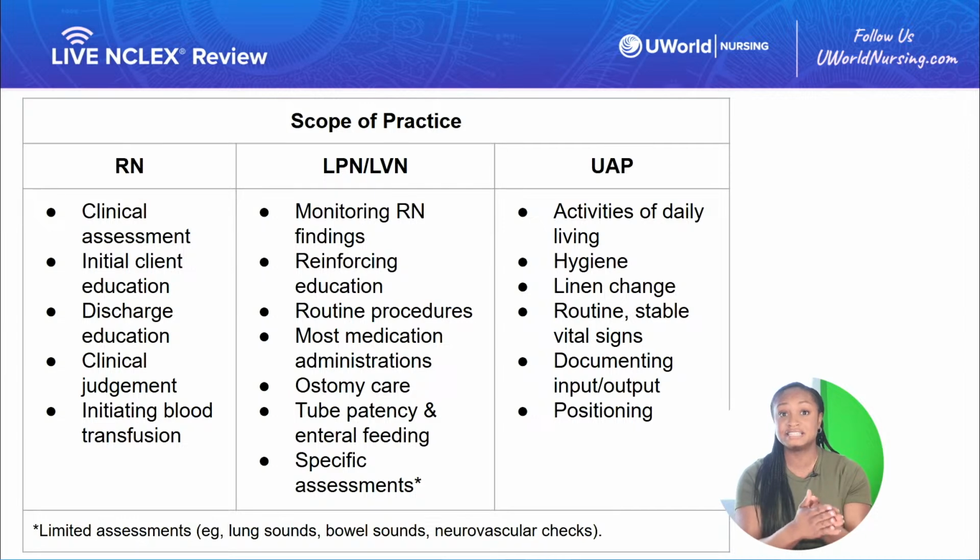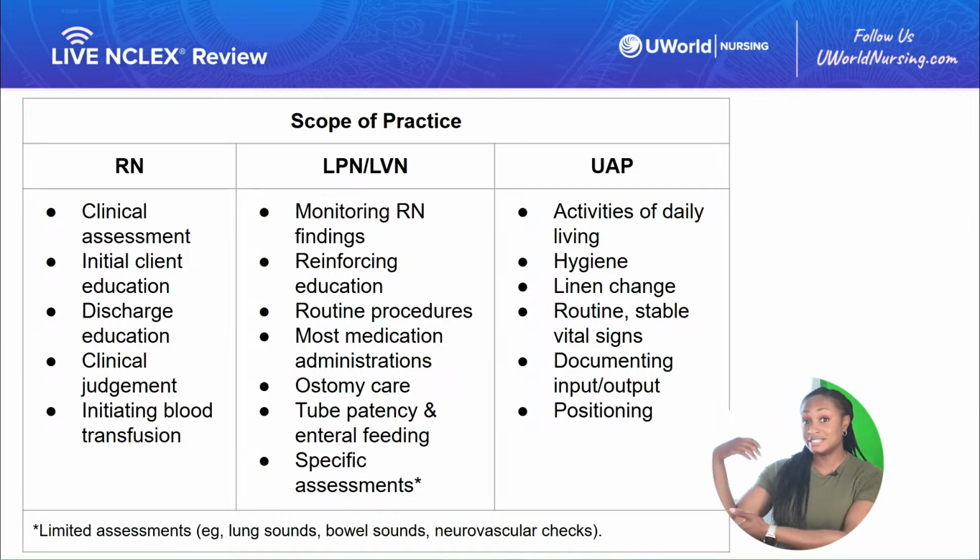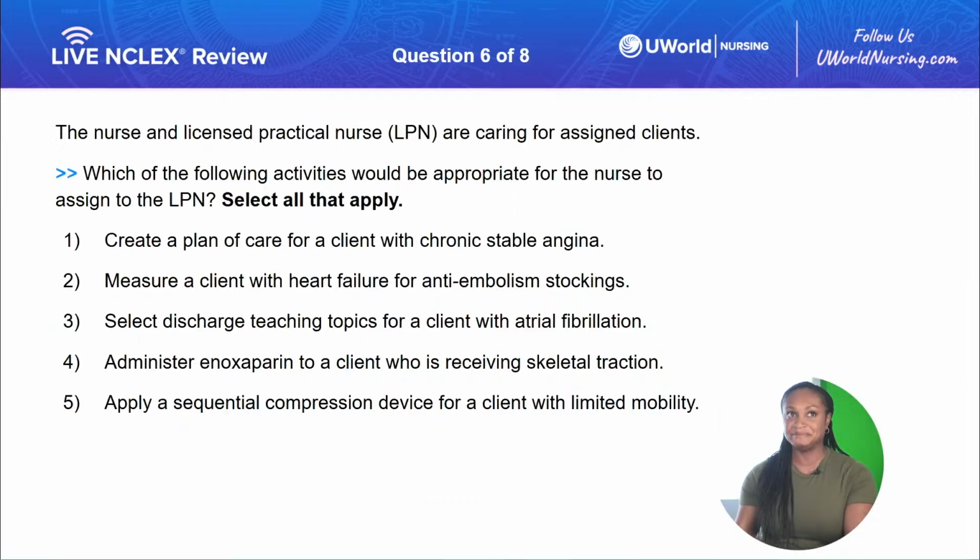So the RN does the beginning and end. The LPN or LVN does everything usually in the middle, and the UAP also helps with everything throughout the middle as well. So now that you understand all this, let's go on to our first question.